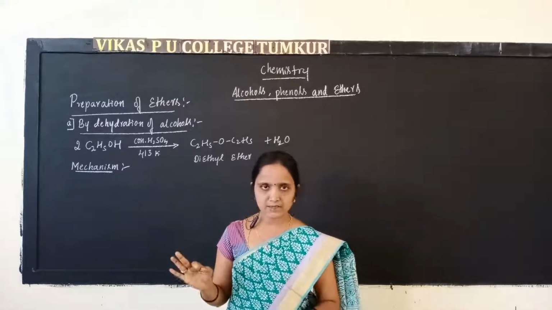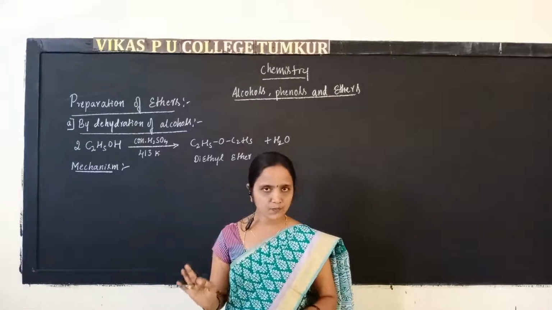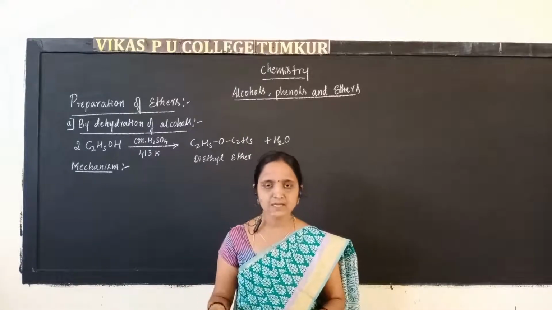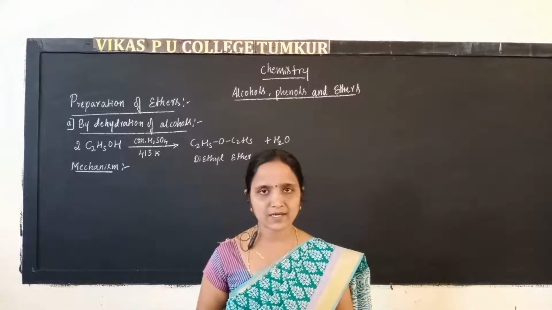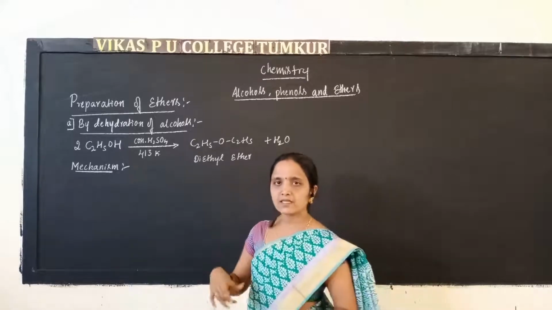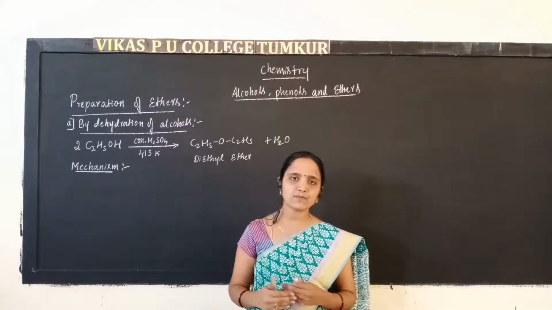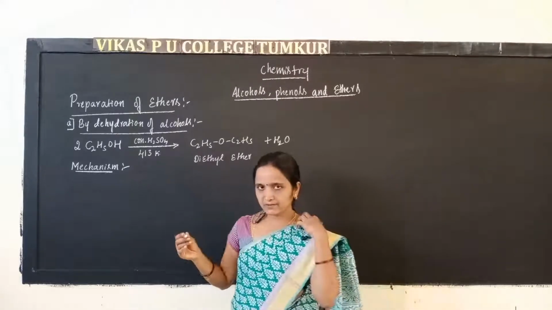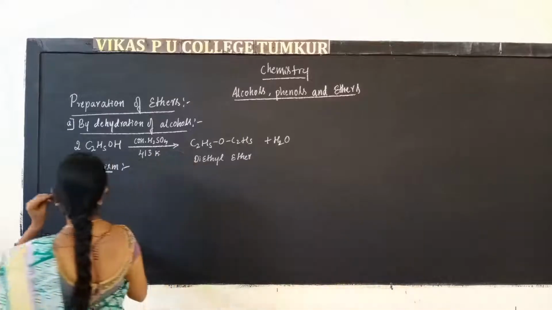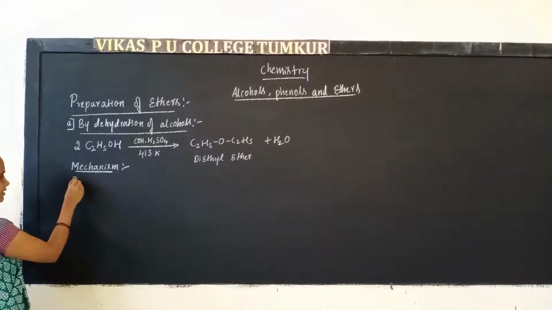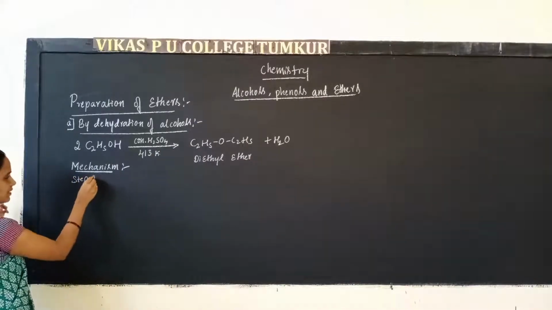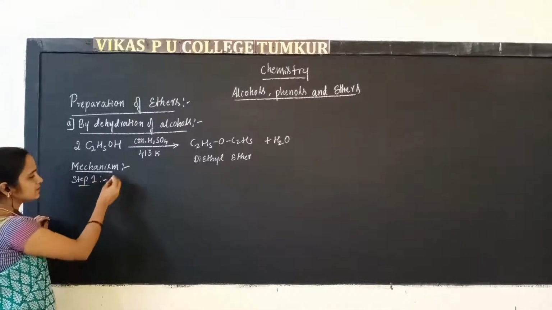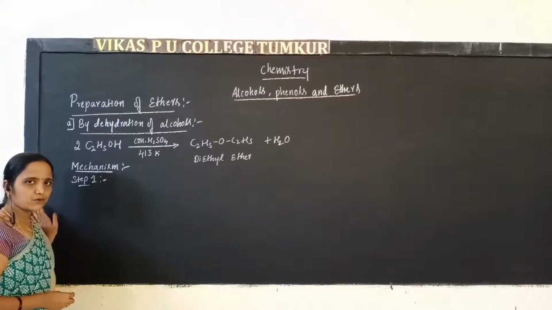The first step is the formation of the protonated alcohol. In the second step, in simple words, the formation of the oxonium ion. In the third step, the loss of the proton from the oxonium ion. We will study this one step at a time. Now step 1: what happens in the first step? The formation of protonated alcohol.